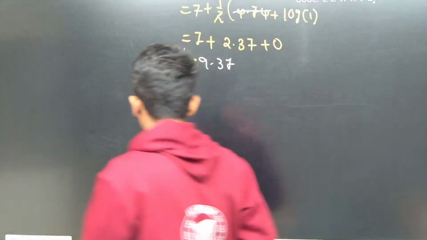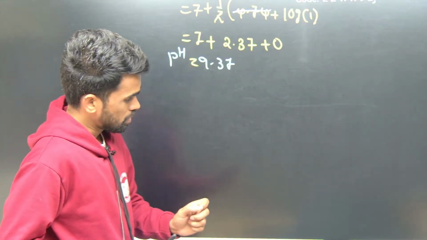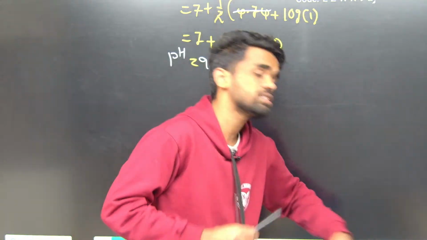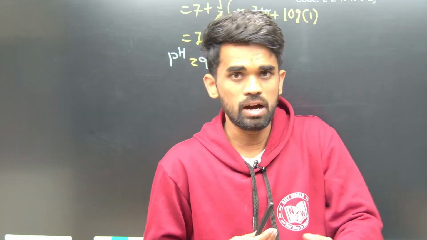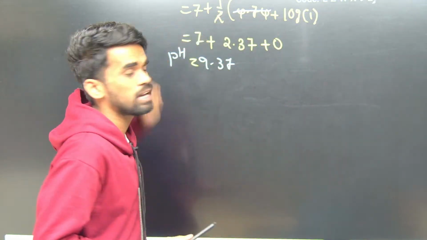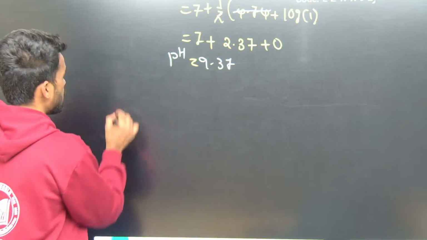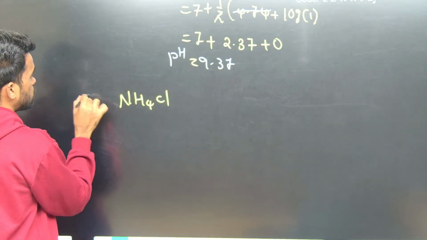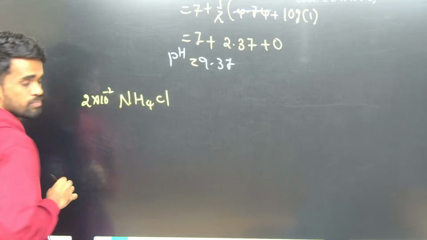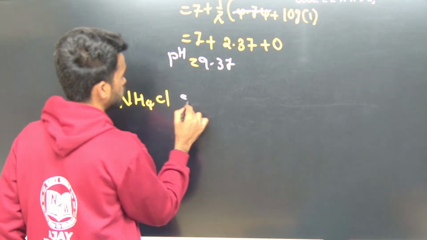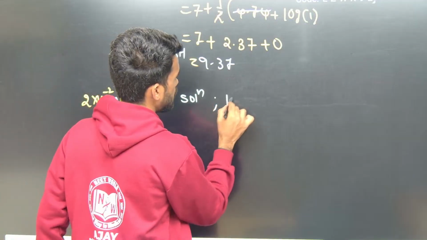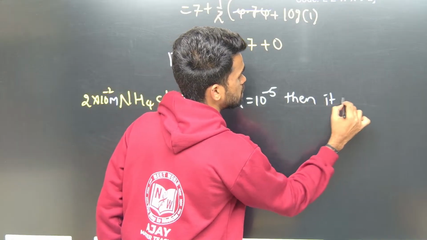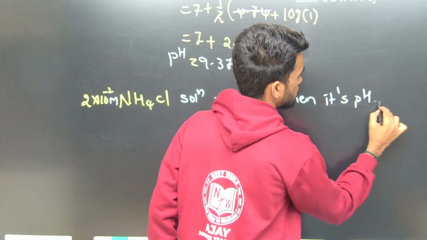Now look at here, I am giving you one more question. The previous question which I have shown is IIT JEE 1999. Now the approach of this question is a little different. They are asking the exact value of pH by using this formula. For example, I am giving you NH4Cl solution having concentration 2 into 10 power minus 2 molar, with Ka equals 10 power minus 5. Then its pH equals how much?